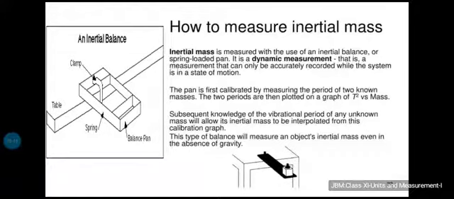The two periods are then plotted on a graph of t square versus mass. Subsequent knowledge of the vibrational period of any unknown mass will allow its inertial mass to be interpolated from this calibration graph. So this type of balance will measure an object's inertial mass even in the absence of gravity. That's the best part about it.